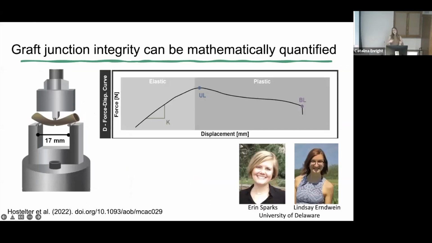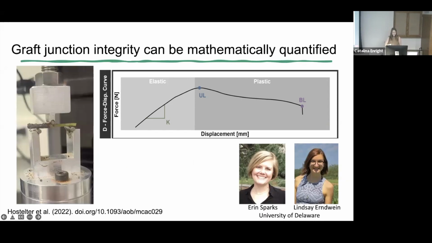And we've now said, yes, they can be broken or no, they can't. I wanted to mathematically quantify this. So to do this, we collaborated with Dr. Erin Sparks and her PhD, who is now Dr. Lindsay Irwin at the University of Delaware, to do 3-point bend tests. The way that this works is that a piece of tissue is placed inside of an Instron on 2 fulcrum points, and the 3rd point is the force probe. So those are the 3 points.